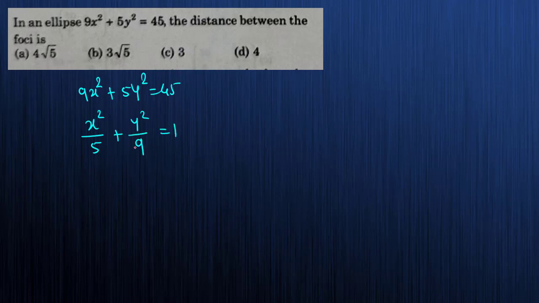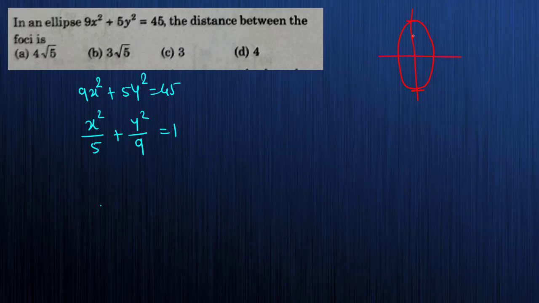Next, in an ellipse 9x square plus 5y square equals to 45, the distance between the foci is. So first step is what? Convert the equation into standard equation. Equals to 45. Divide the whole equation by 45. So you will be having x square by 5 plus y square by 9 equals to 1. So if you observe very carefully, we have the what? Vertical ellipse, because b is greater than a. ठीक है ना? See, b square is greater than a square. So we have the vertical ellipse. So what is the focal distance between the two foci here?